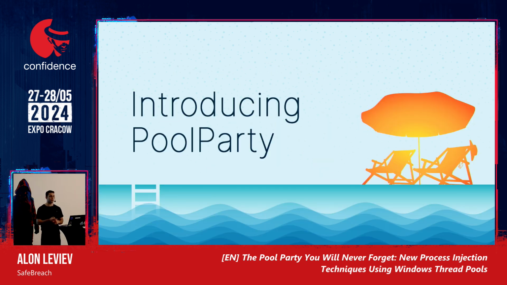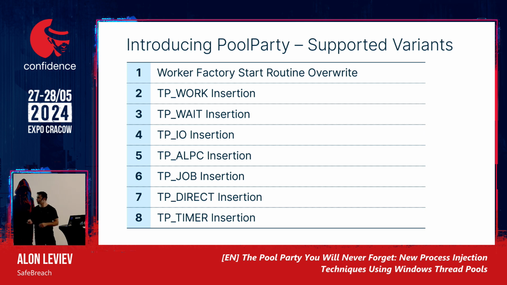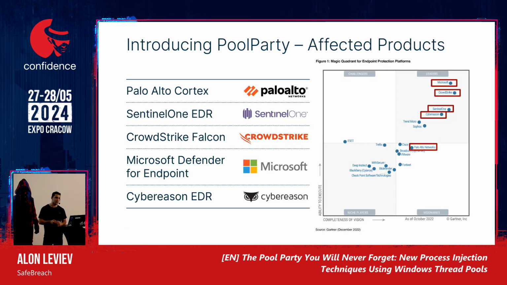And with 8 friends in the party, let me introduce you to the PoolParty tool. PoolParty supports 8 variants, from the start routine abuse to the insertion of any work item that the thread pool supports. And PoolParty effectively bypasses Palo Alto Cortex, SentinelOne EDR, CrowdStrike Falcon, Microsoft Defender for Endpoint, and Cybereason. And these vendors are leaders according to Gartner's Magic Quadrant. And PoolParty achieved a 100% success rate, as none of the EDRs that I have tested was able to detect or prevent PoolParty attacks.